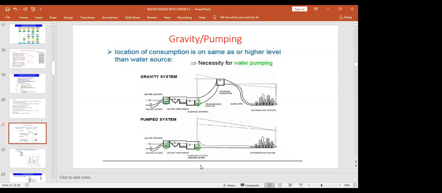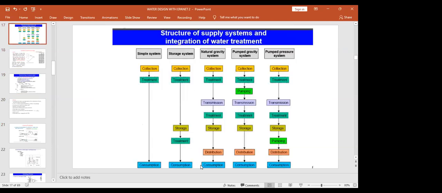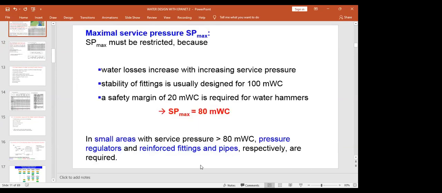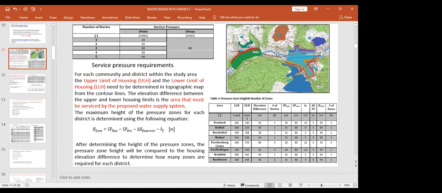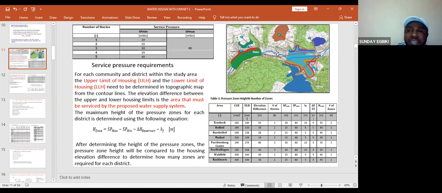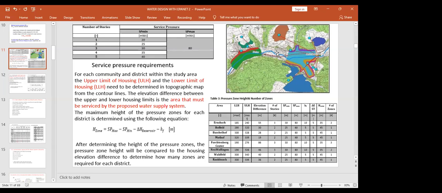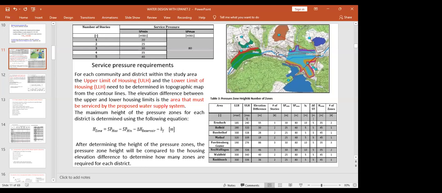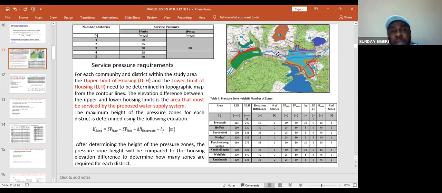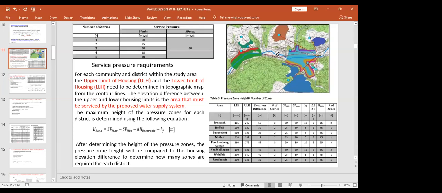Sorry, can you probably shed more light on the upper limit and the lower limit? I think I follow the others, I didn't actually get that aspect of it. Okay. Assuming this is your topographical map where you have contour lines, you are going to have the highest elevation in the estate above the sea level. That highest elevation is what we call the upper limit of housing. The lowest one is what we call the lower limit of housing. Clear. Thank you.